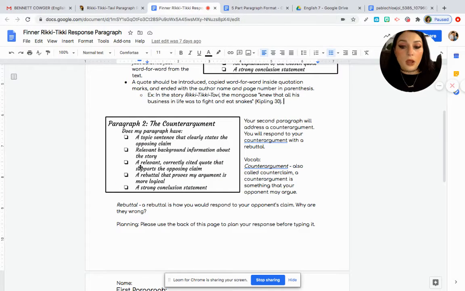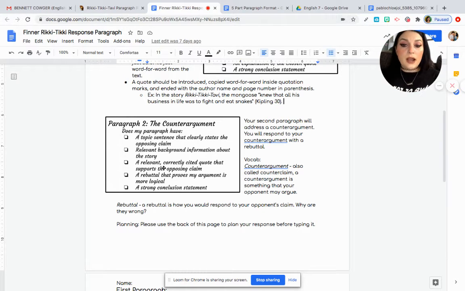We need to have a relevant, correctly cited quote that supports the opposing claim. Let's check out some of this vocabulary to make sure we're on the right track. A counter argument is also called a counterclaim, and it's something that your opponent might argue. A rebuttal is how you would respond to that counter argument. I know it seems confusing, but you state a claim, someone else states, no, you're wrong, here's my counter argument, and then you say, well, no, because of this, and that's your rebuttal. I hope that's a little helpful.